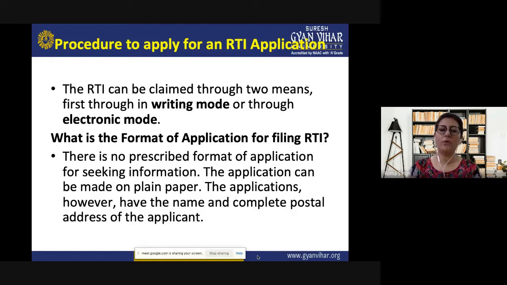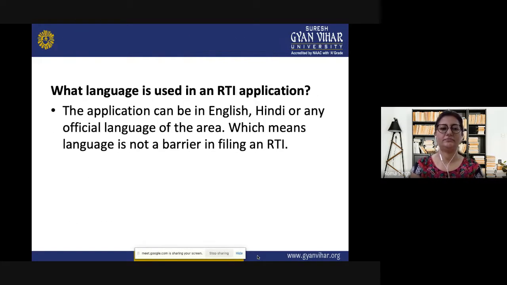So what is the format of the application for filing an RTI? It is to be known that there is no prescribed format of application for seeking any kind of information. The application can be written on plain paper. The application, however, should have the name and complete postal address of the applicant so that any information has to be given back to the applicant can be given back efficiently and correctly.